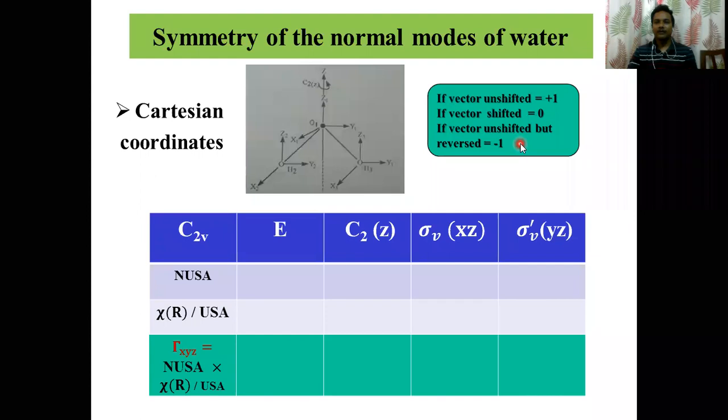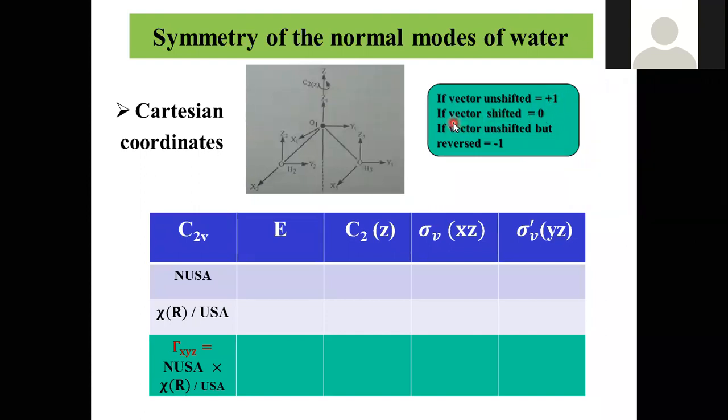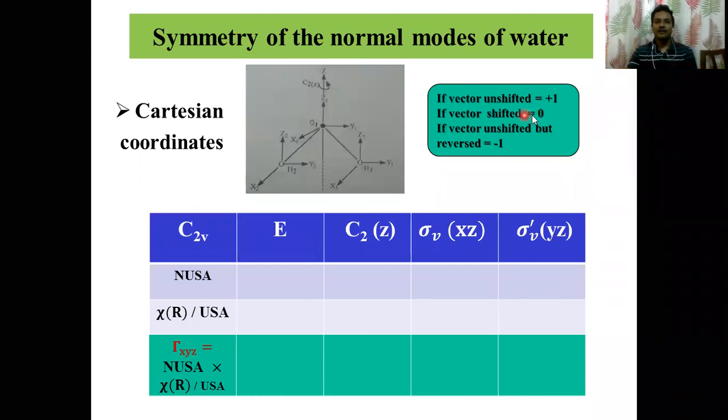The basic and very simple way to say it is that if you take any vector, if the vector is unshifted, then the character contribution will be +1. If the vector is shifted, meaning it changes its location, then the character contribution will be 0. And if the vector is unshifted but changes its direction to the reverse, then it is going to be -1, right? So we are going to use that.